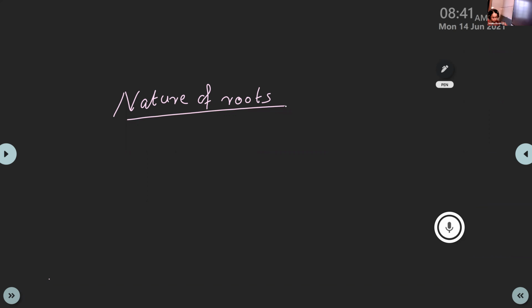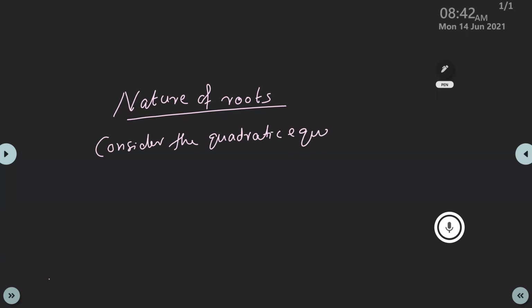Nature of roots. Consider the quadratic equation, right? Consider the quadratic equation. What is the general form of quadratic equation? Lena, general form of quadratic equation. Lena. Eva, what's the general form of quadratic equation?